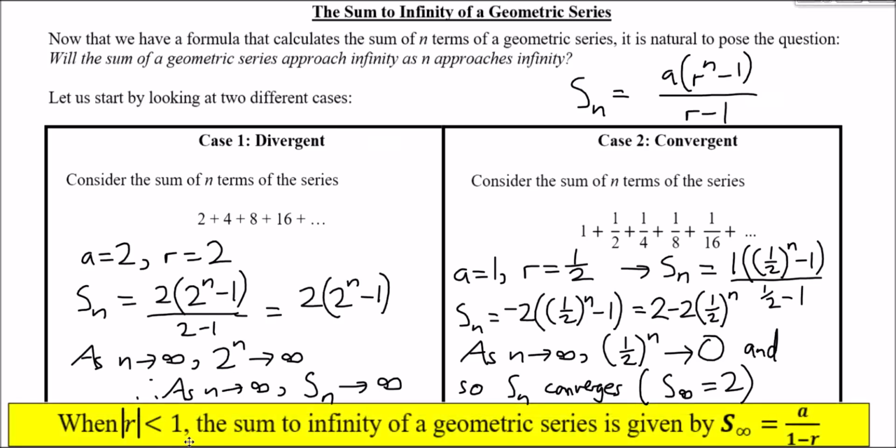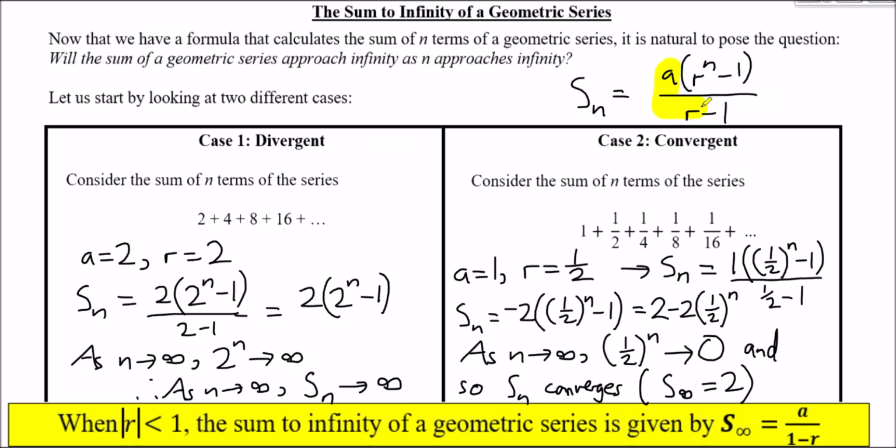If the magnitude is less than 1, the sum to infinity will have a value, it will converge, and the sum to infinity is given by a over 1 minus r. So the best form of the equation to use is the one where we have 1 minus r to the n over 1 minus r. I'll show you how this comes to be.